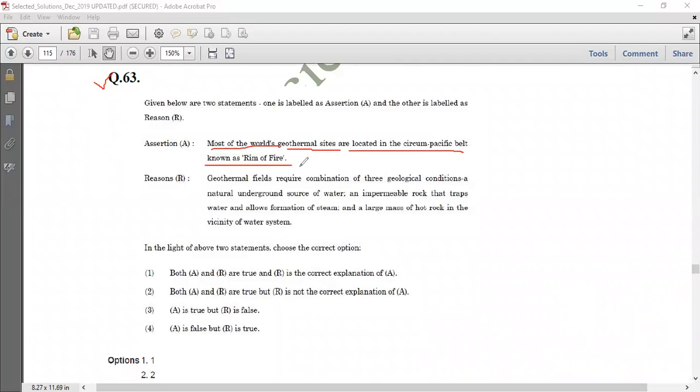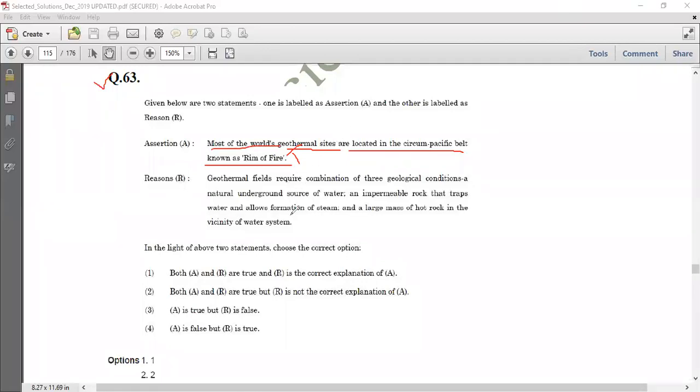This is absolutely true. Due to experimental evidence, we have come to know that most of the world's geothermal sites, where we can harness geothermal energy, are located in the circum-Pacific belt, the Rim of Fire in the Pacific Ocean. So this statement is true, right?